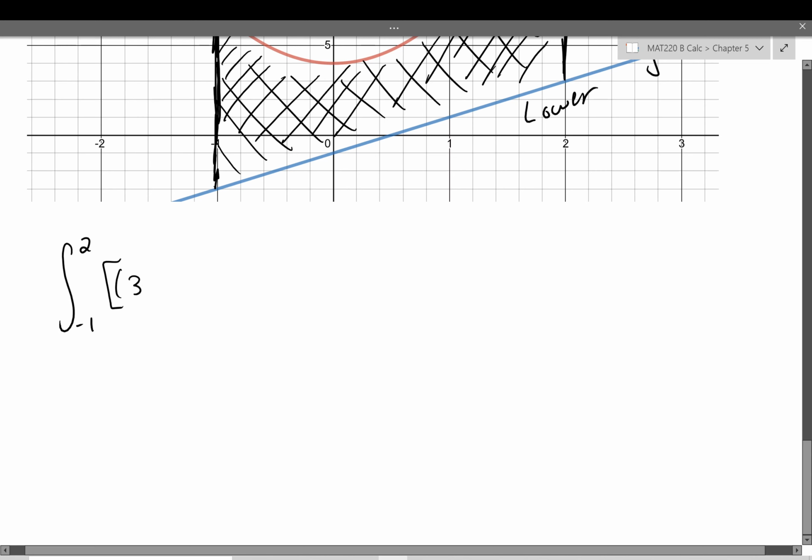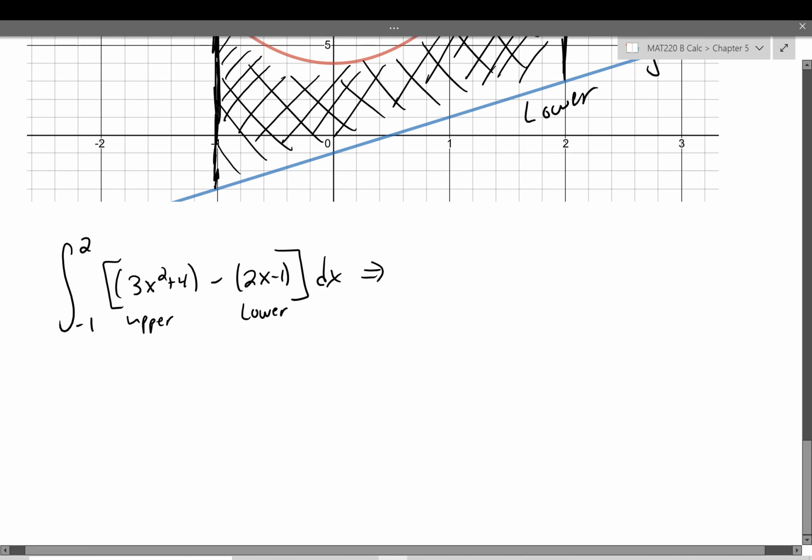So it's going to be 3x squared plus 4 minus, and then your lower curve, 2x minus 1, all in parentheses. Make sure you put the upper and the lower always in parentheses, okay? Because you have that negative right there, and you don't want to forget that you have to distribute that, okay?